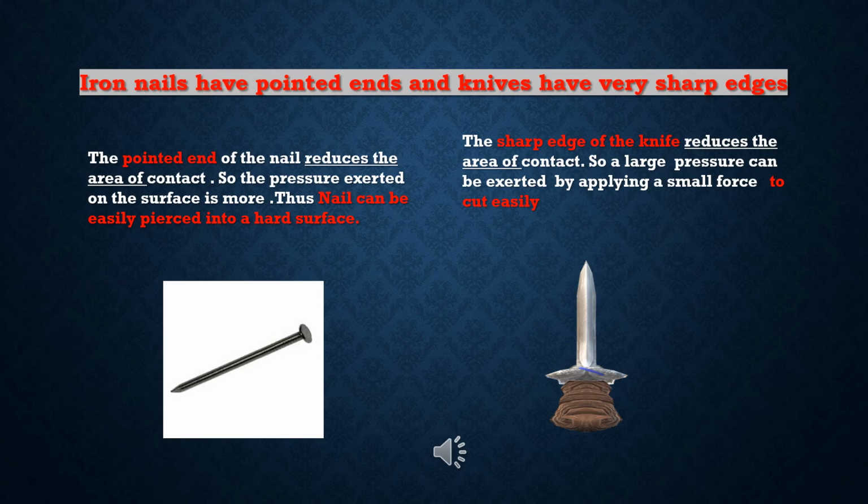Iron nails have pointed ends and knives have very sharp edges. The pointed end of a nail reduces the area of contact, so the pressure exerted on the surface is more. Thus, a nail can be easily pierced into a hard surface. Similarly, the sharp edge of a knife reduces the area of contact, so a large pressure can be exerted by applying a small force to cut easily.